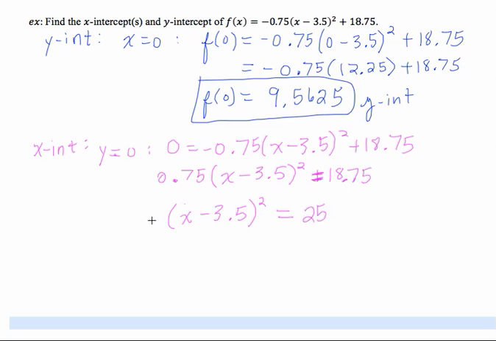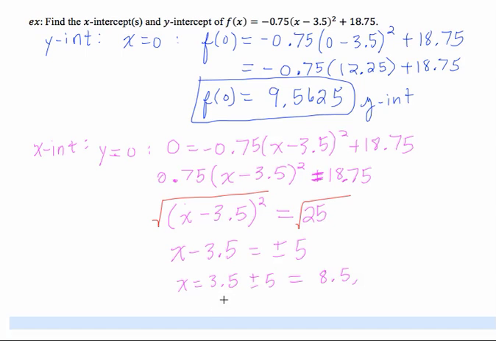So now we can take the square root of both sides. And the square root and the square cancel on the left. We get x minus 3.5. Don't forget on the right, you've got to put a plus or minus because you're taking the square root of a variable squared. And then the square root of 25 is just 5. So now we add the 3.5 over. If we do the positive, 3.5 plus 5, that's 8.5. Or 3.5 minus 5 would be negative 1.5. Those are the two x-intercepts.